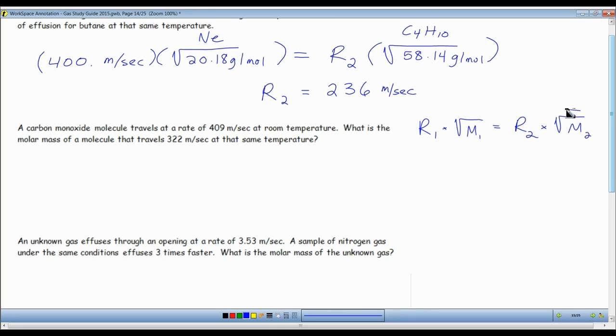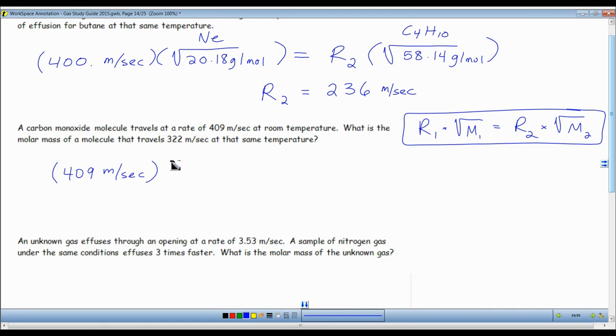So here's my equation. For all of these, obviously, this is my equation, but in general, it's the only one that has rate. Okay, so it doesn't matter if I use carbon monoxide as gas 1 or gas 2. It comes first, so I guess I'll just make it gas 1. Its rate is 409 meters per second. And I know it's carbon monoxide, so I can go square root of its mass. I got carbon plus oxygen, 28.01. And for molar masses, 2 sig figs are plenty. That's the carbon monoxide.